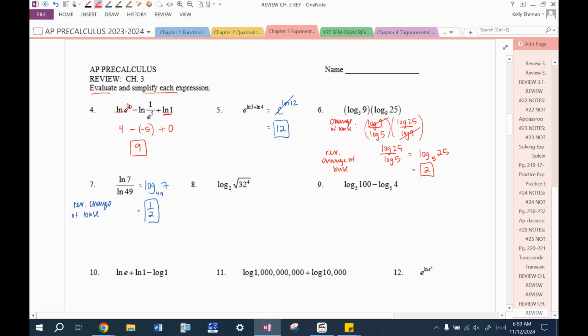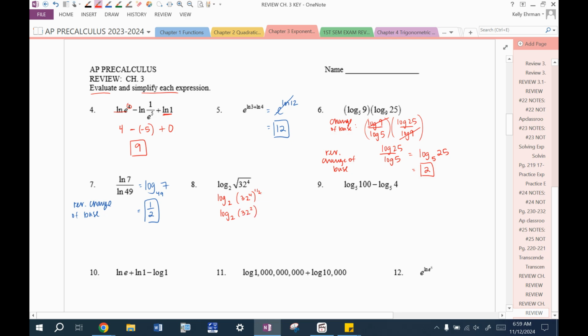All right, what about this one? 32 has a square root. It's the square root of 32 to the 4th. So I guess you could make that, if you wanted to, you could make that 32 squared, right? There are a few ways to tackle this one, I guess. 32 to the 4th to the 1/2 power. So let's start there.